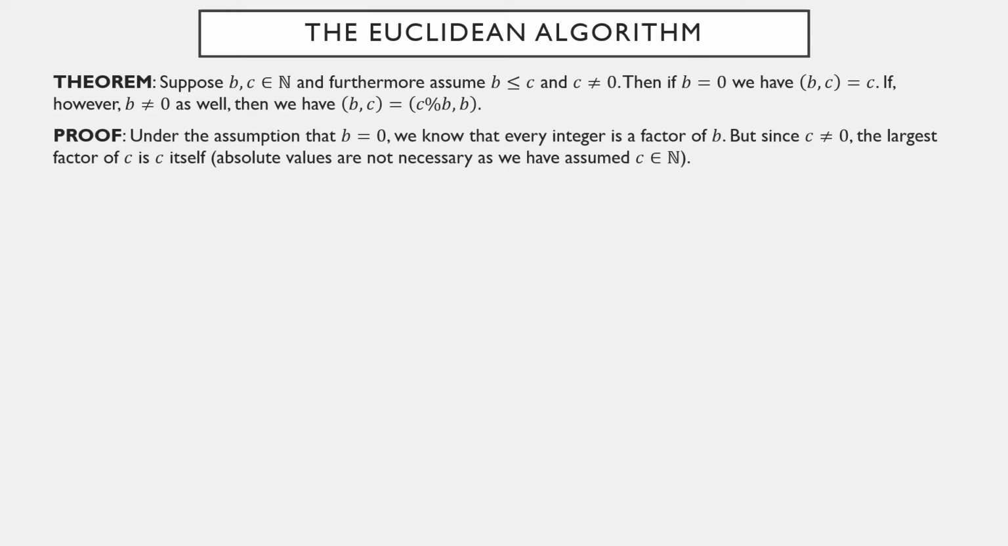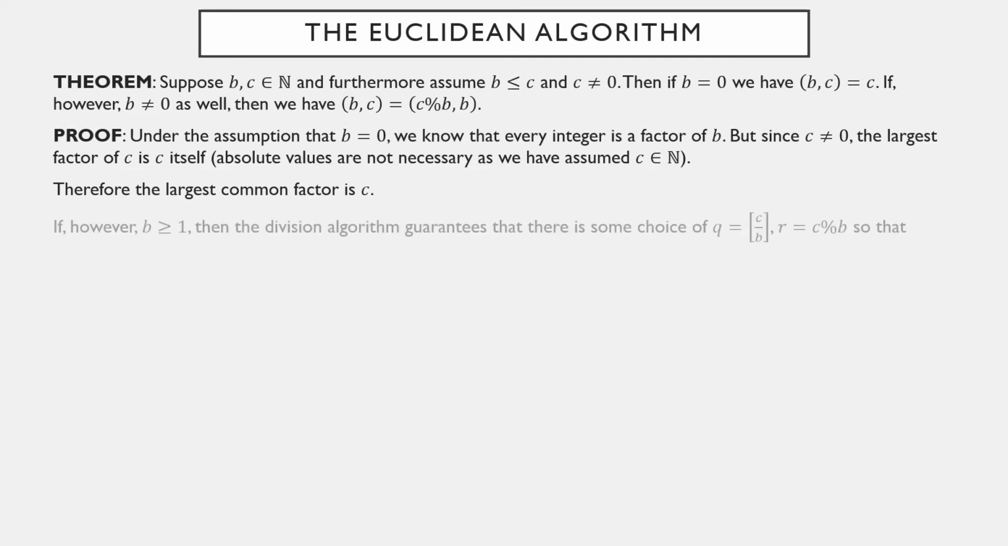Well, under the assumption that b is 0, we want to address this first part of the theorem first. If b is 0, every integer is a factor of b. Every integer is a factor of 0. But since c isn't 0, the largest factor of c is c itself. We don't need to work with absolute values because we've already assumed we're working in the natural numbers. So every integer is a factor of b. The biggest factor of c is c itself, and therefore the largest common factor is c itself. So that's the first part of the claim here. It's pretty straightforward. The second part is the one that is more interesting.